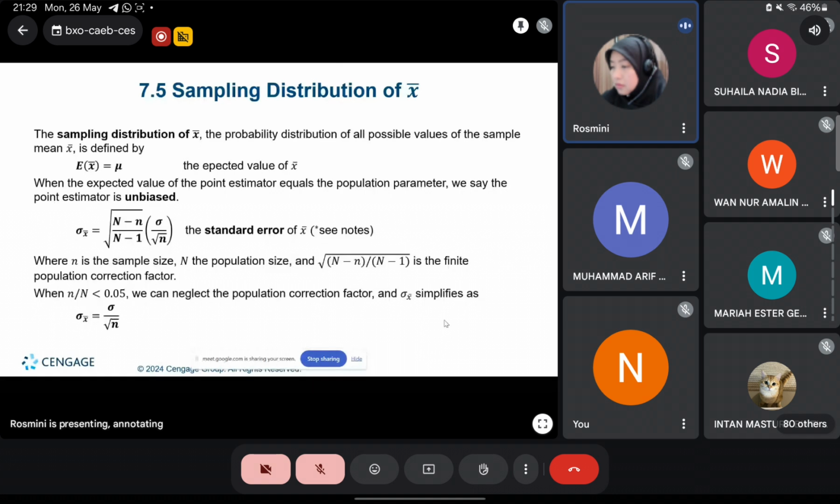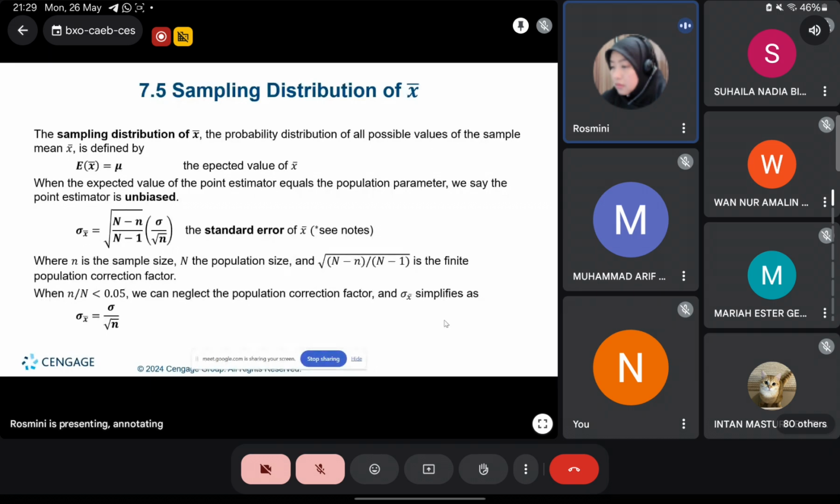Okay, and in the end, what you will have is the expected value of the mean, which should equal mu. Okay, so the same thing, we have the sigma for the mean.